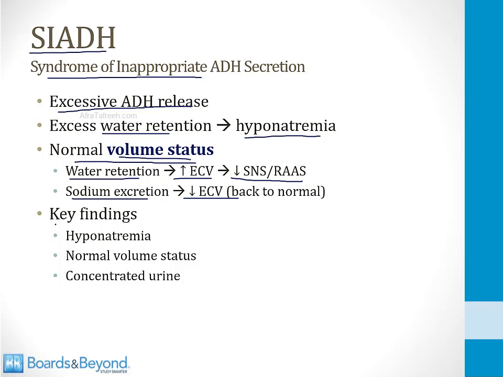So the key clinical findings in patients with SIADH are hyponatremia because of water retention, a normal volume status because the sympathetic nervous system and the RAS have been dialed down, and a concentrated urine because ADH levels are high and water is being resorbed. All of this makes perfect sense based on the principles of sodium and water balance. And that concludes our module on sodium and water balance.